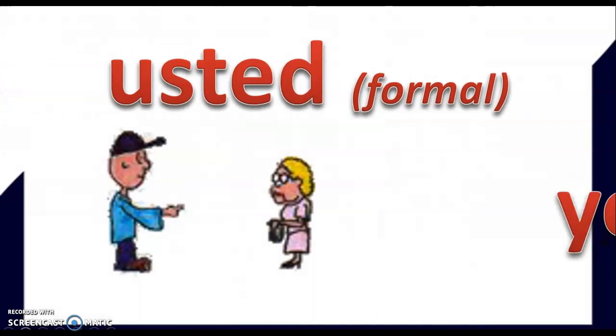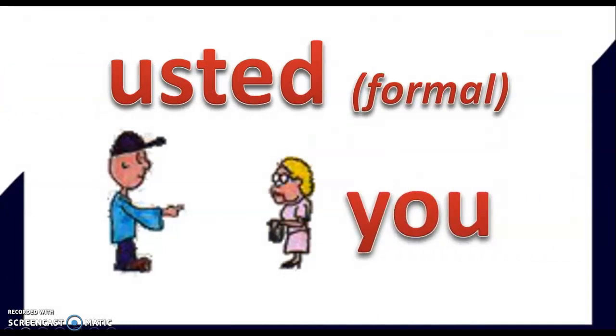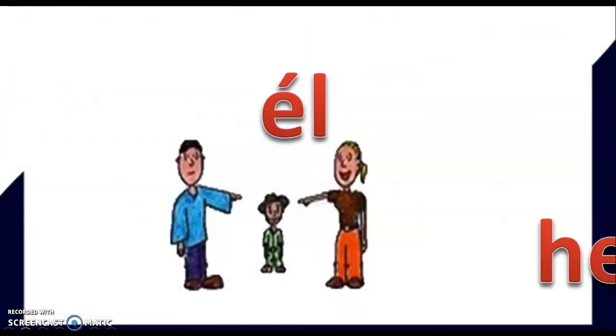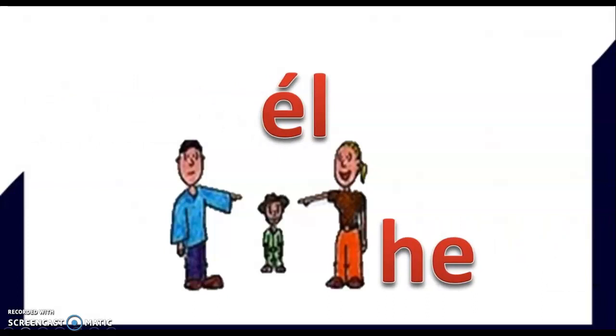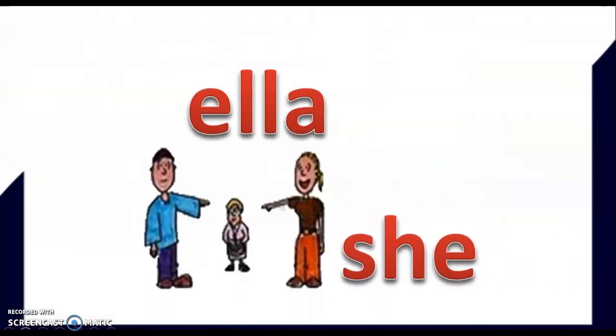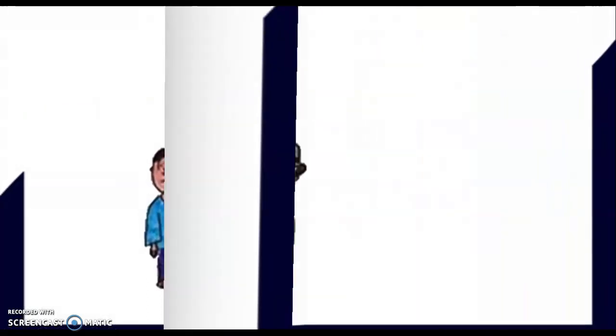Usted is the formal form of you, and you would use this if you were addressing someone who is older than you or to whom you need to show respect. Usted. Él is the word for he. Ella is the word for she in Spanish.